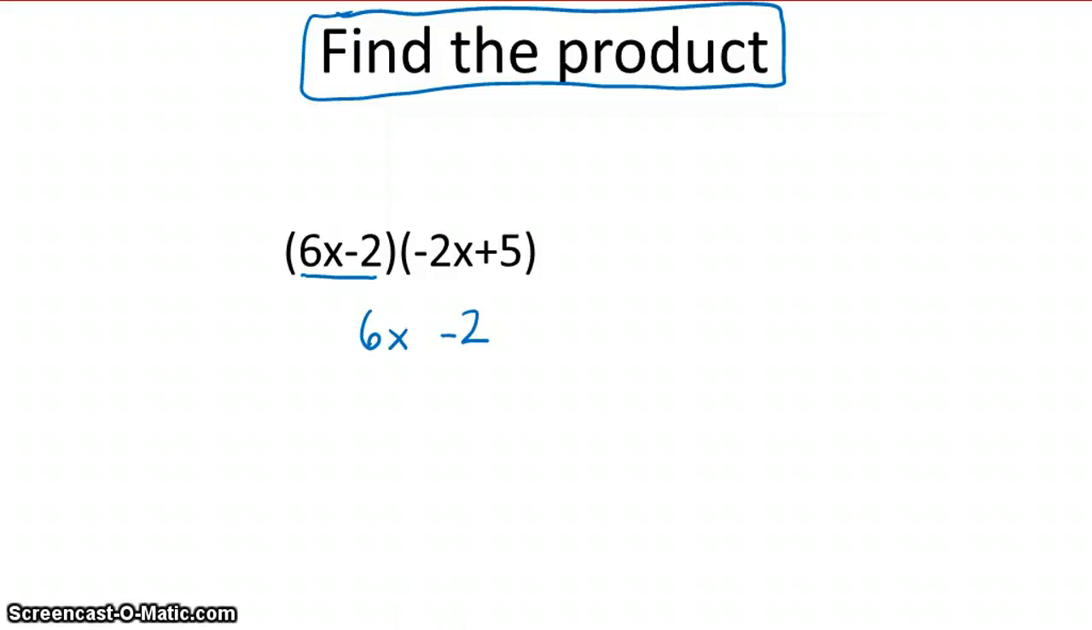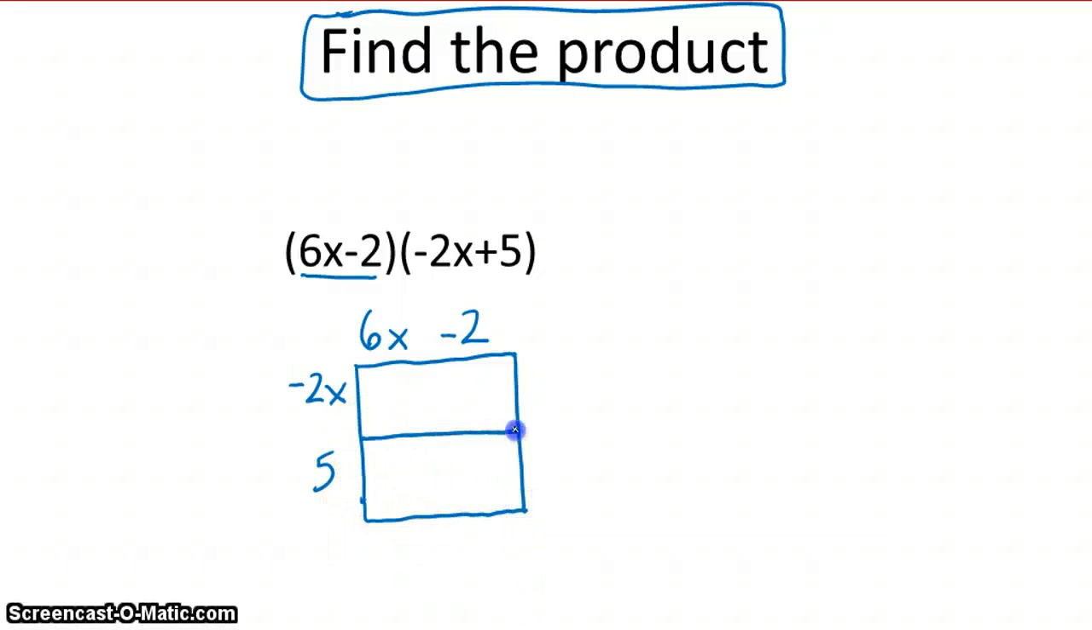So this one's going to deal with some negative numbers, which is going to make it a little more challenging. Just make sure you keep the negative with the number when you put it in there. So then I'm going to take negative 2x on the side, and then a positive 5. Okay, so remember we write our binomials on the top and along the side, create our box. And then I'm going to give you a minute to work on it and see if you can fill in your 4 boxes. So take 1 minute and see if you can do it.